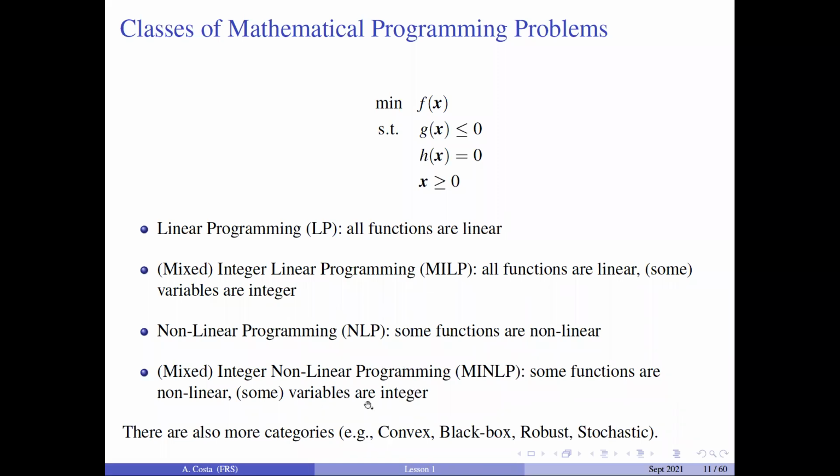There are also different categories for these problems. Some people look at convex versus non-convex. You can have robust or stochastic when you deal with uncertainty, black box, and so on. But for this course, again, we will focus on linear and mixed integer linear programming. Okay.